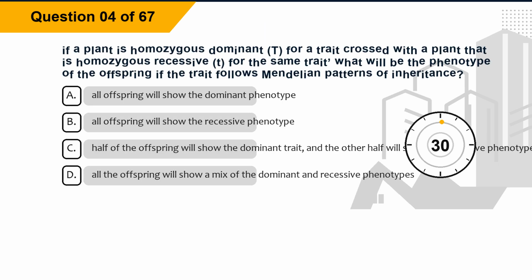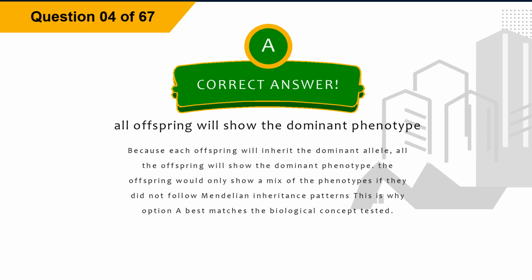Question 4. If a plant is homozygous dominant, capital T capital T, for a trait crossed with a plant that is homozygous recessive, lowercase t lowercase t, for the same trait, what will be the phenotype of the offspring if the trait follows Mendelian patterns of inheritance? Option A, all offspring will show the dominant phenotype. Option B, all offspring will show the recessive phenotype. Option C, half of the offspring will show the dominant trait, and the other half will show the recessive phenotype. Option D, all the offspring will show a mix of the dominant and recessive phenotypes. The correct answer is Option A, all offspring will show the dominant phenotype.